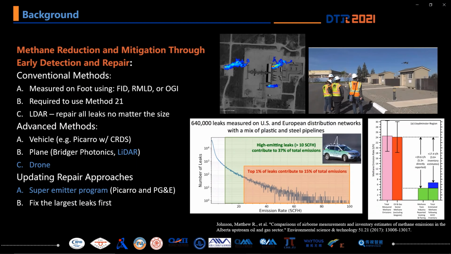The image in the bottom right also shows there are discrepancies between conventional inventory-based measurements, bottom-up, which is in green, and top-down approaches, which in this case by Johnson and others, is airborne-based measurements, that still need to be resolved.